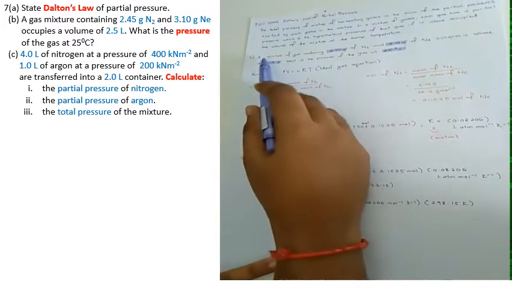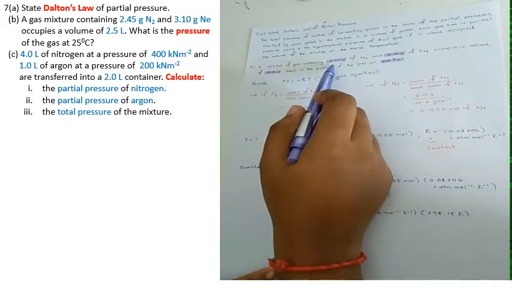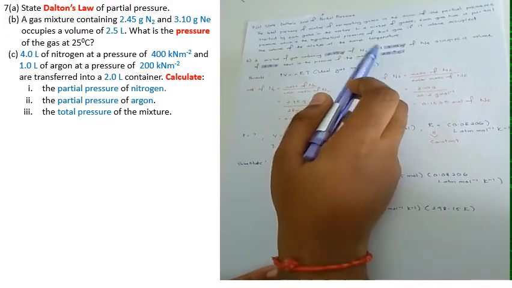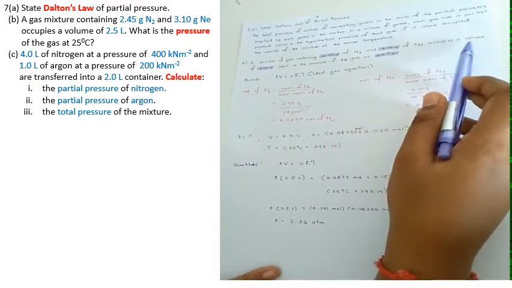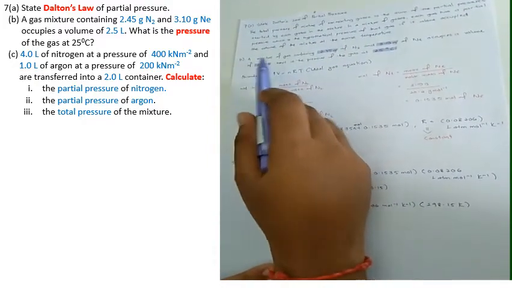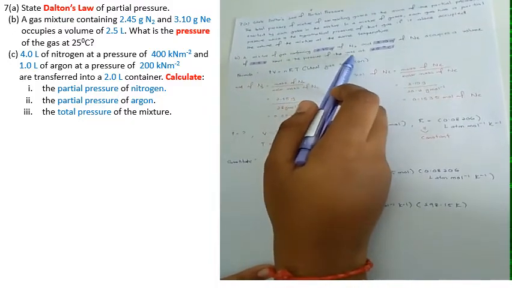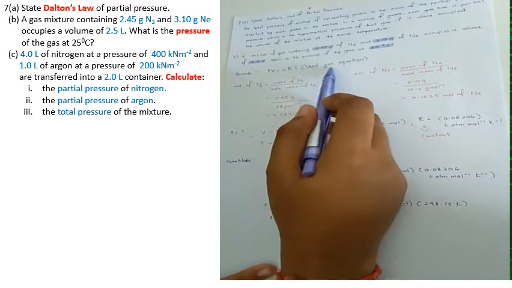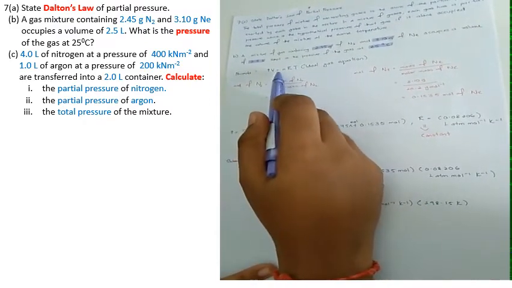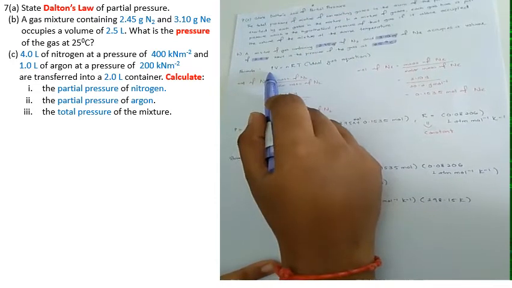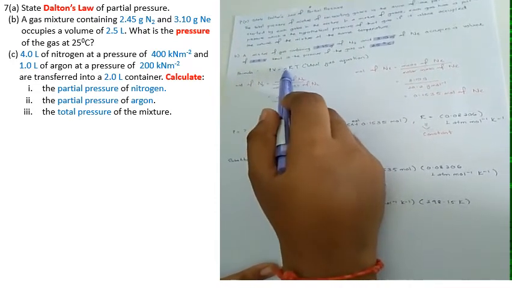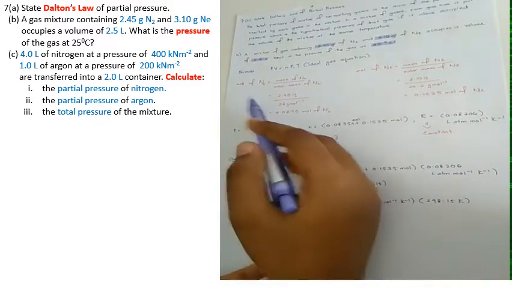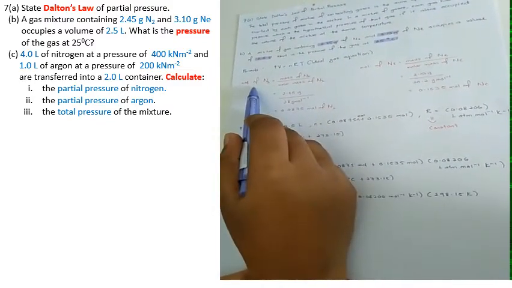For question B, a mixture of gas containing 2.45 gram of nitrogen and 3.1 gram of neon occupies a volume of 2.5 liter. What is the pressure of the gas at 25 degrees Celsius? So we have to use the ideal gas equation, PV is equal to nRT. P is pressure, V is volume, n is the mole, R is the gas constant, and T is the temperature in Kelvin. So we have to find the mole of nitrogen.